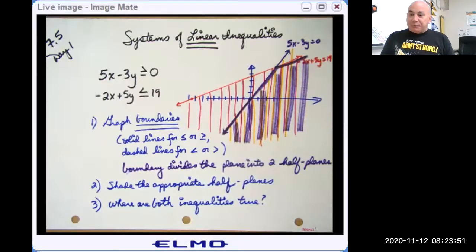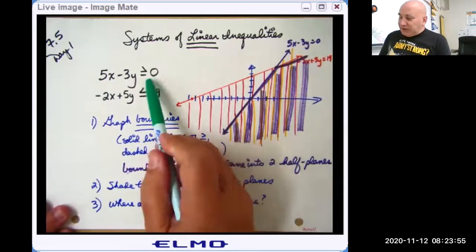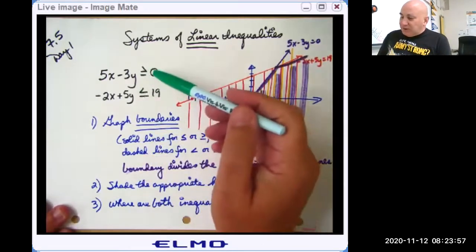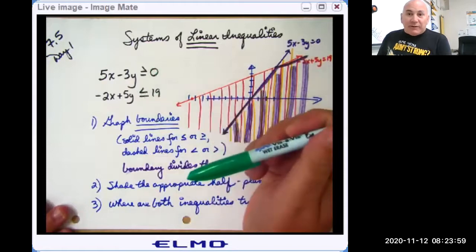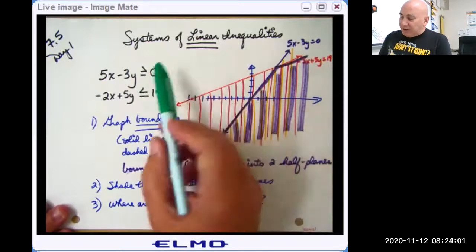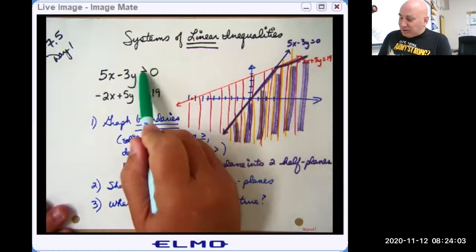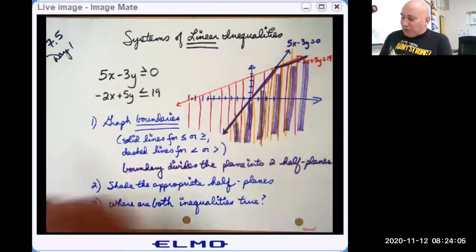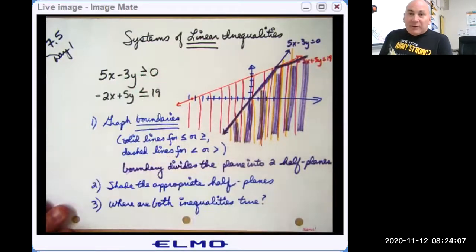inequalities. You'll notice that I have on the screen here a system of linear inequalities. It's a system because there's more than one inequality, and they're inequalities because they have a greater than or a less than sign in them. Sure, there's an equal, but it's still an inequality. And there are three steps to solving these.